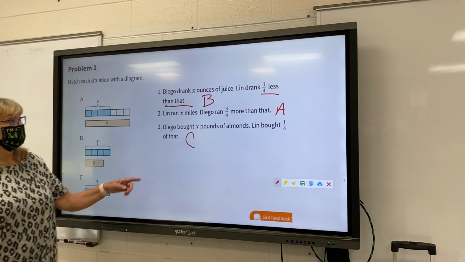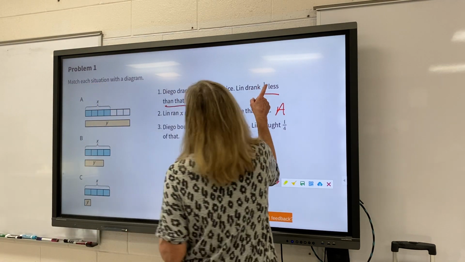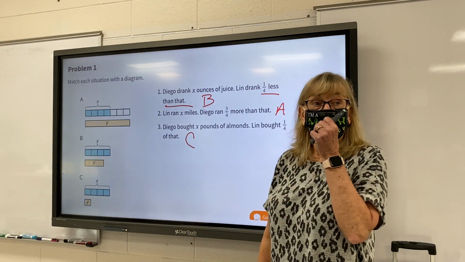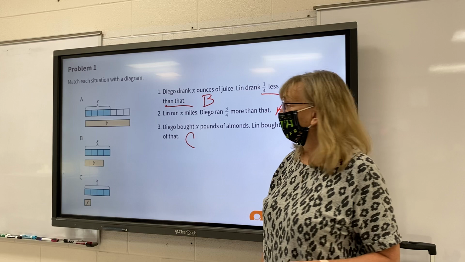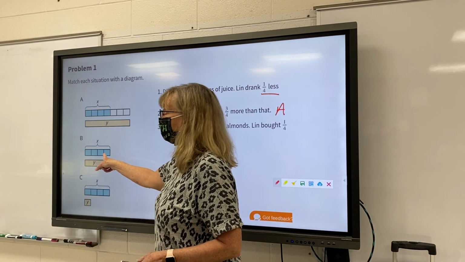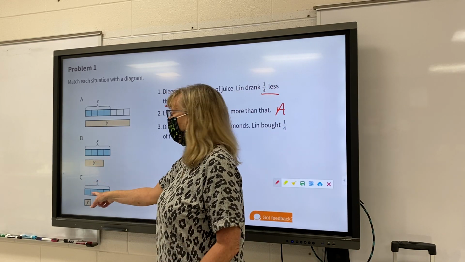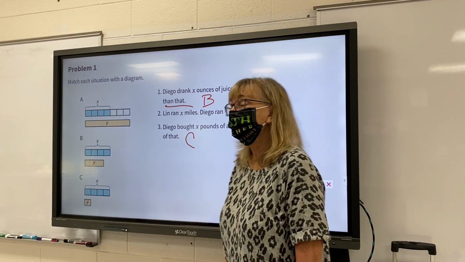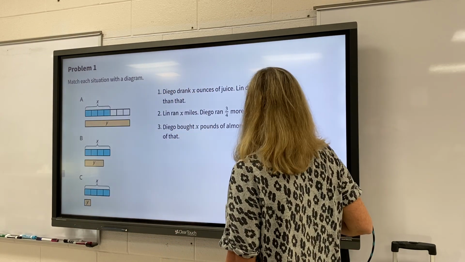Do we understand the difference between 1/4 less and 1/4 of it? 1/4 less means we're just taking away 1/4. 1/4 of it means we're only using 1/4. Okay? All right.